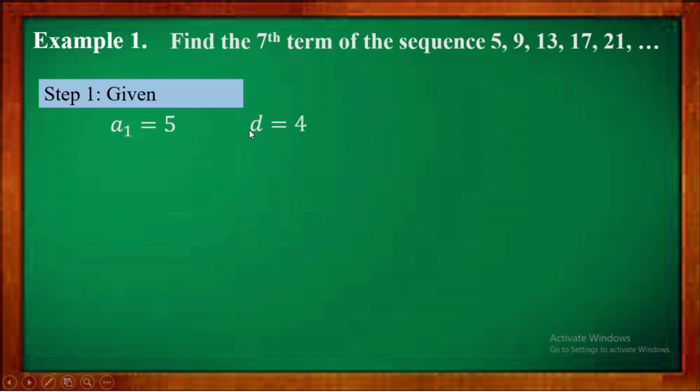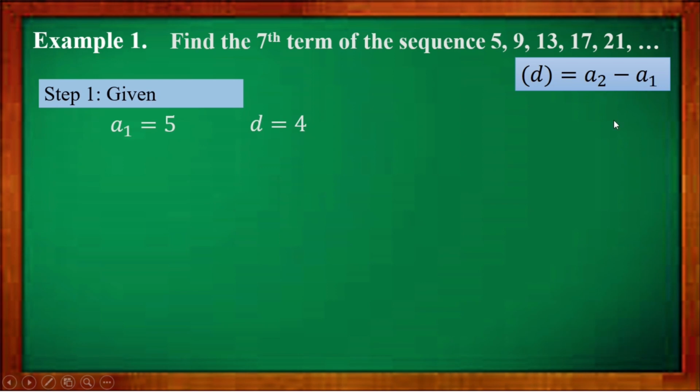So why did we come up with 4? Again, the formula for getting the common difference is a sub 2 minus a sub 1. And by substituting those values, we have a sub 2, our second term, which is 9, minus our first term, which is 5. And their difference, 9 minus 5, is just 4. And then our value of n is 7 since we are looking for the 7th term.